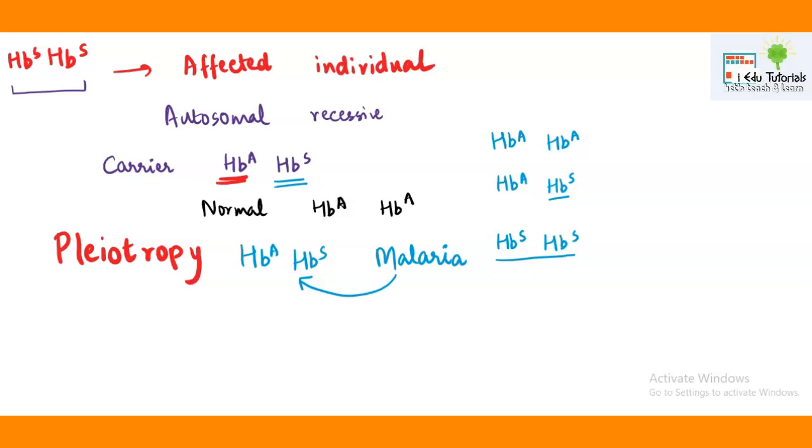HbS, that means the longevity of this would be the minimum because their RBCs are sickle shaped. Their oxygen carrying capacity will be less. The RBCs will continuously die, and when they die, of course, they will cause anemia. That is why the name of the disease is sickle cell anemia. So these types of affected individuals, their lifespan is very, very less.